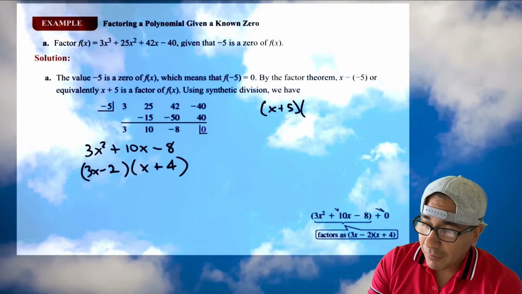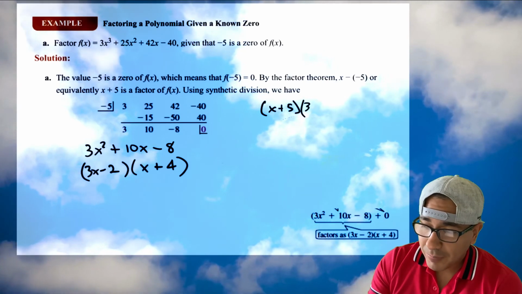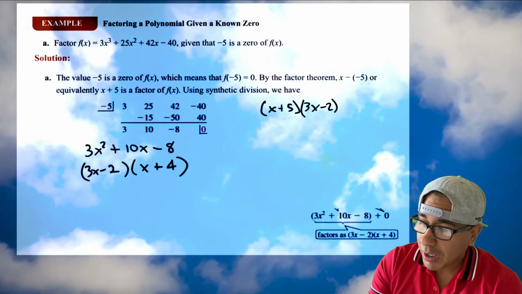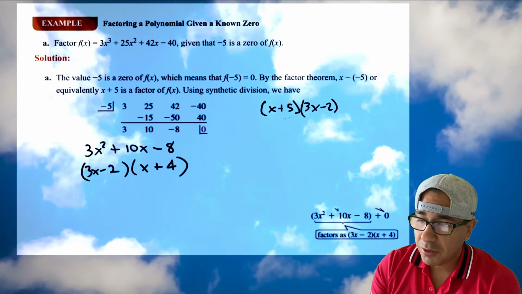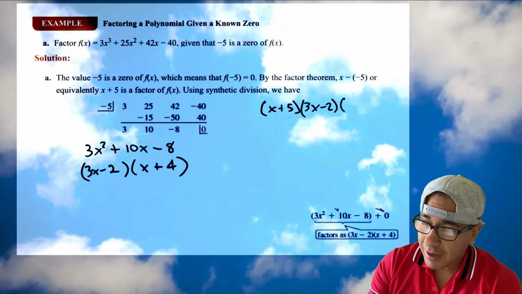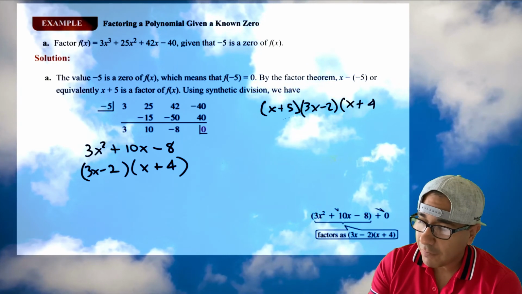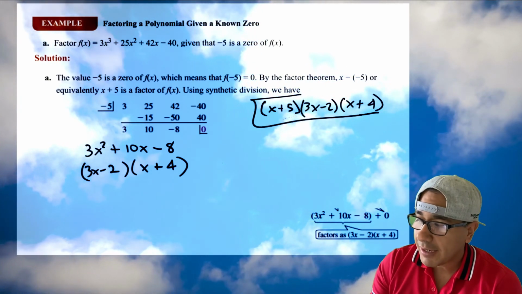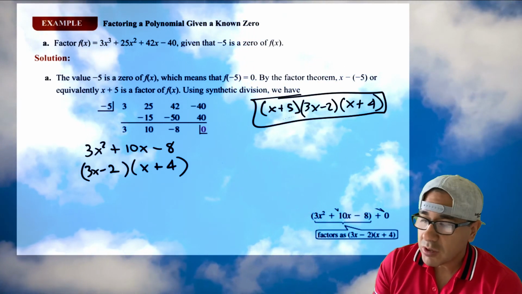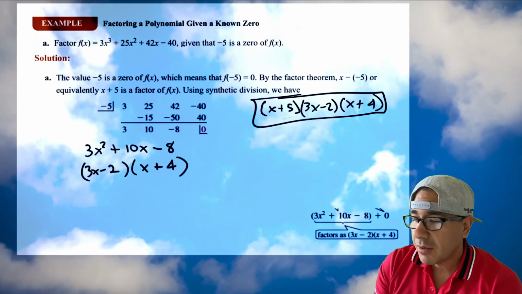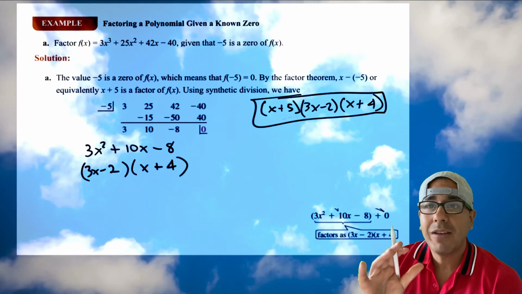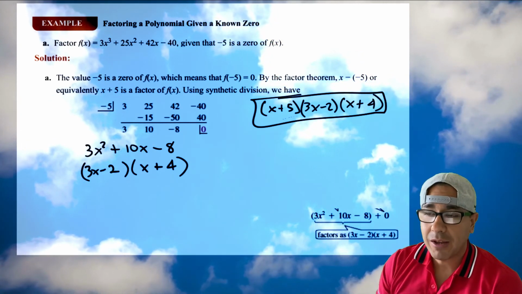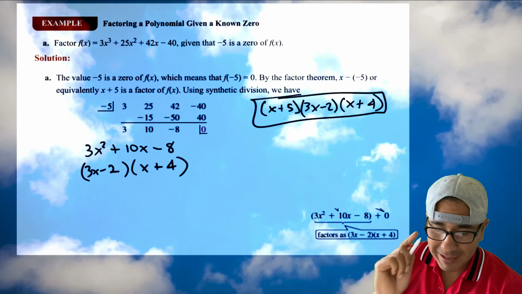All right, so there are our factors. If I were wanting to factor this original polynomial, my 3 factors would be x plus 5, of course, 3x minus 2, and x plus 4. And there we have it. Now we know that this original function factors completely into this right here. So again, very helpful tool.